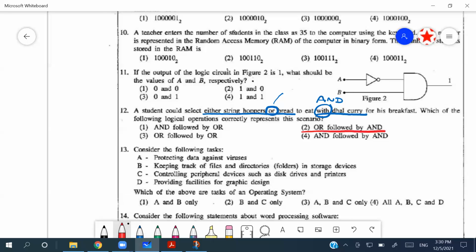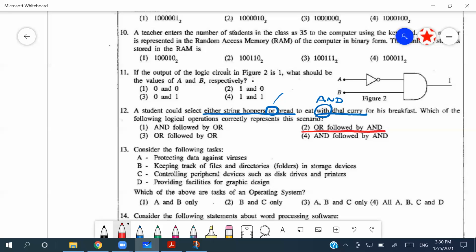So it should be OR followed by AND. Right? Because OR comes first. Either of the hoppers, then the AND. All right.